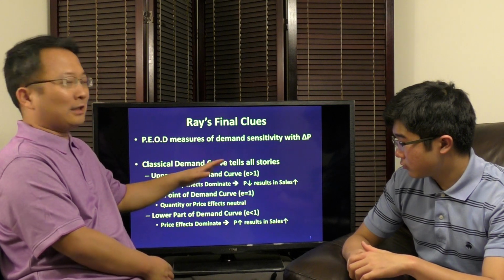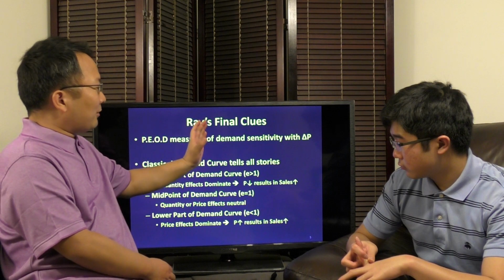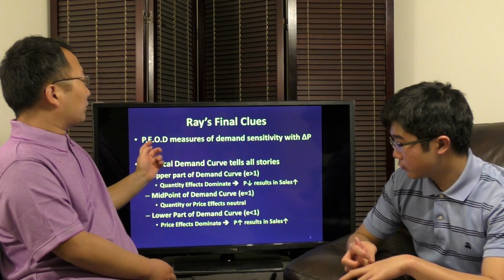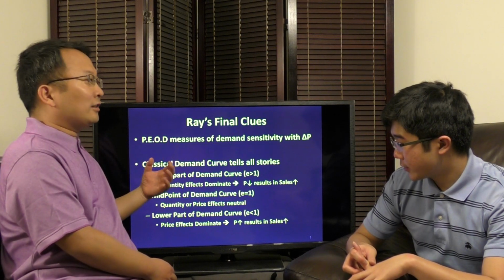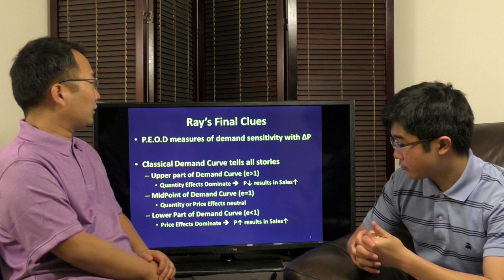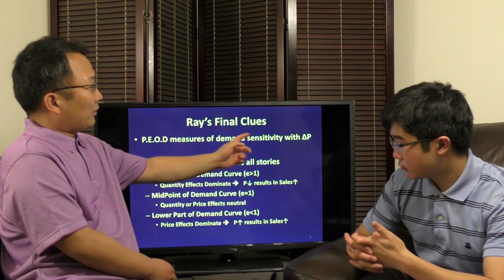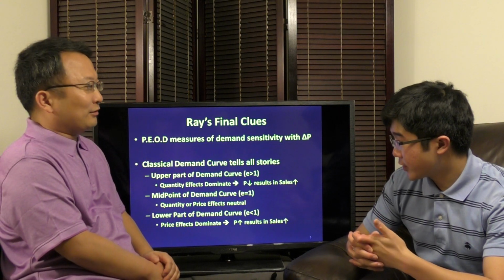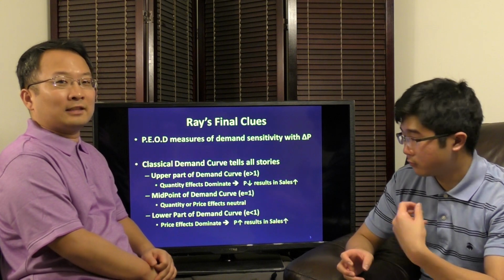But finally, I would like to point out that the main part of PEOD is demand sensitivity. Later on, we're going to talk about the elasticity of demand for other parts, like income, right? Yes, income elasticity of demand, etc. So in this part, I would like to focus on demand sensitivity. Whether it's price or income, the main part is the demand sensitivity.